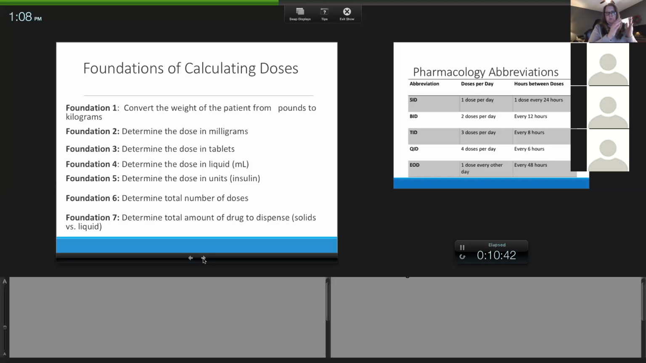So we started with mgs per pound. What drug do we have available? How often are we giving the medication? And that's how we calculate the whole problem.